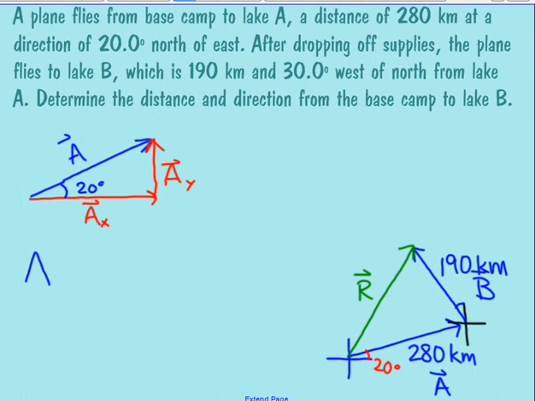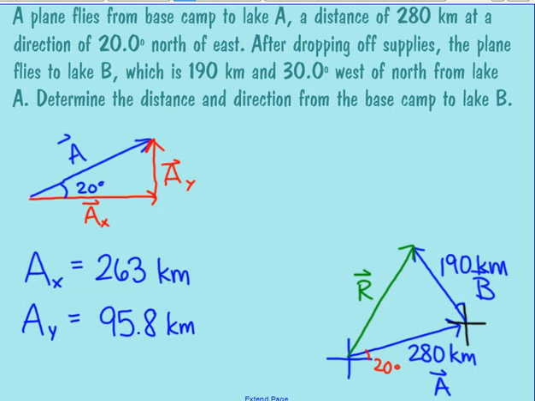Hopefully you found that the x component of this vector is 263 kilometers, and the y component of this vector is 95.8 kilometers. To find those, I used sine and cosine. So for the x component, I did the hypotenuse, which is 280 kilometers, times the cosine of 20 degrees. For the y component, I did 280 kilometers times the sine of 20 degrees. Go ahead and do the same thing for vector B.